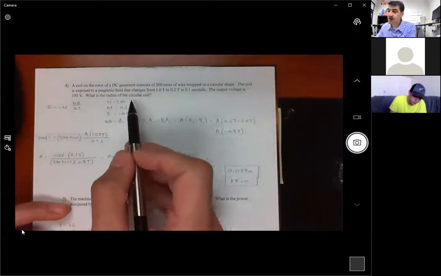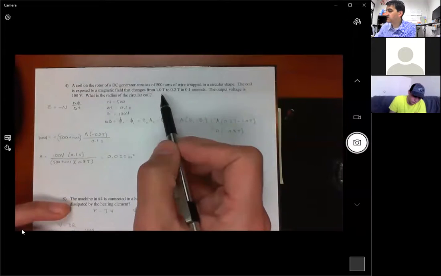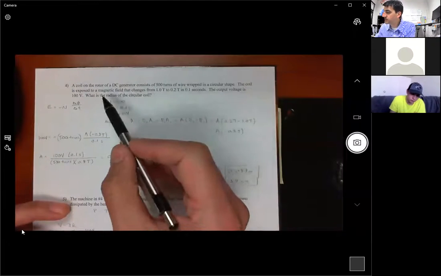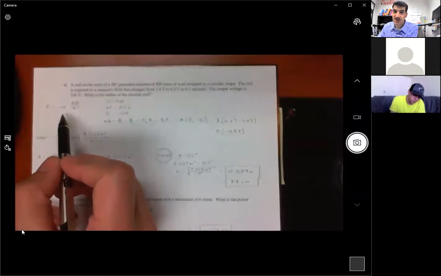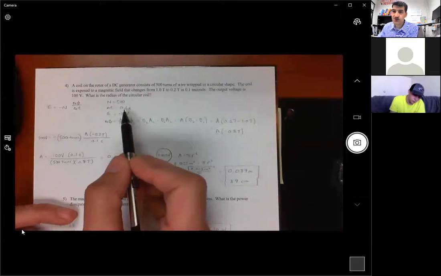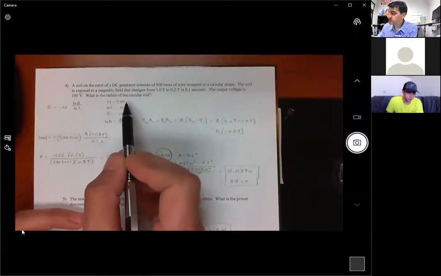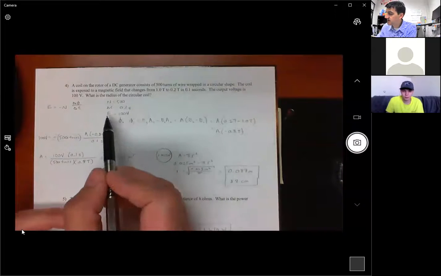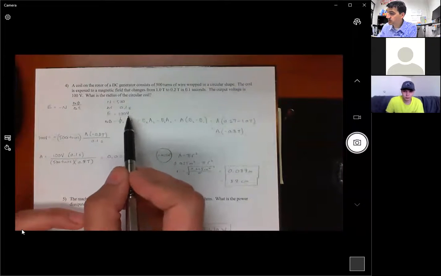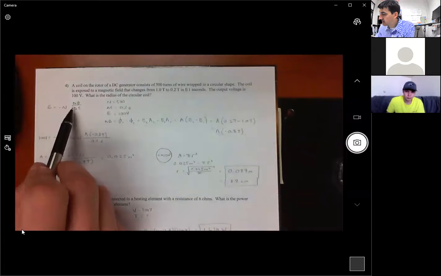So clearly we're talking about a relationship between the number of turns, the magnetic field, the output voltage, the time. So clearly this is a Faraday's law problem. So I'd just write down Faraday's law and then start writing down what you know. So you know that N is equal to 500 turns. Delta T is 0.1 seconds. The induced voltage is 100 volts. So now we've got that and that and that.